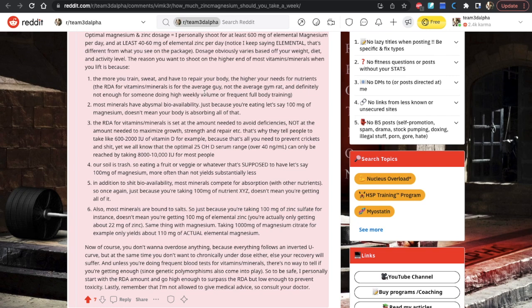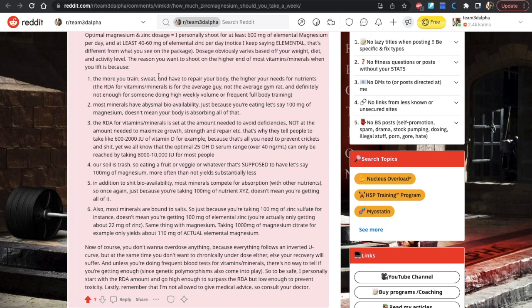So if you're training with high frequency, high volume, you're sweating a lot, you're tearing down your body, you have to recover, you cannot use the same numbers or the same dose that the average Joe sitting at a desk all day, working a sedentary job, is taking. It's just common sense, basic knowledge of human physiology.